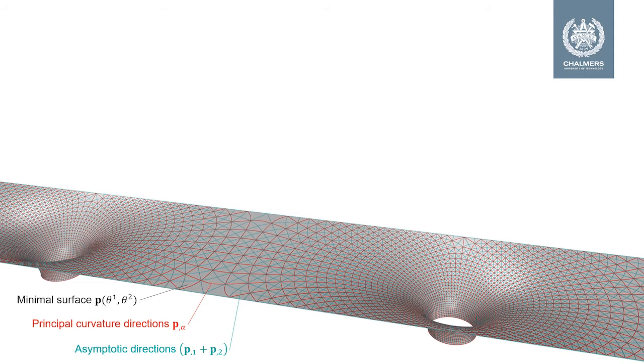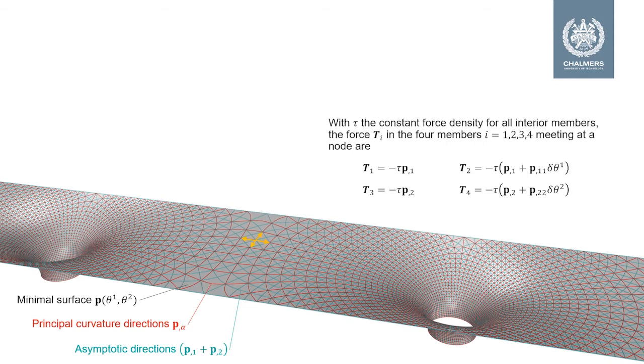If a cable net is constructed following principal curvature directions on a minimal surface with constant force density, the cable net will be in static equilibrium. This fact can be used to, in a very simple way, numerically form find the surface and the principal curvature net simultaneously. The force density is the element tension divided by the element length. And if the covariant base vectors are aligned with the principal curvature directions, the vector representing the force in each element is simply the force density multiplied with the covariant base vector.